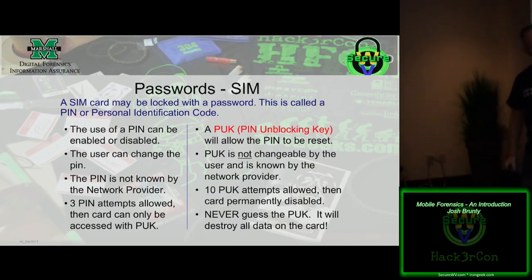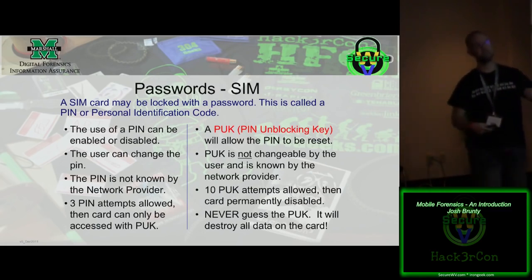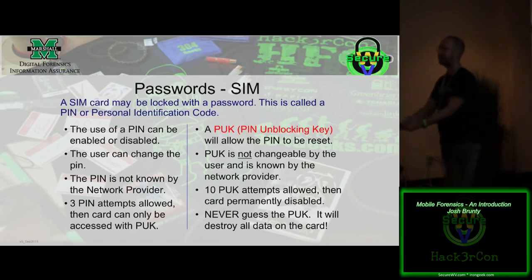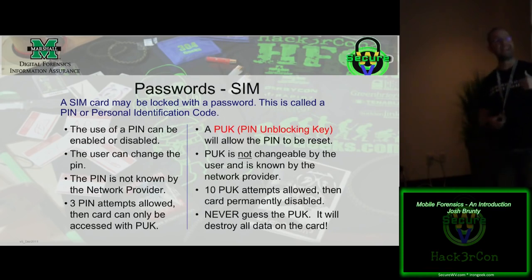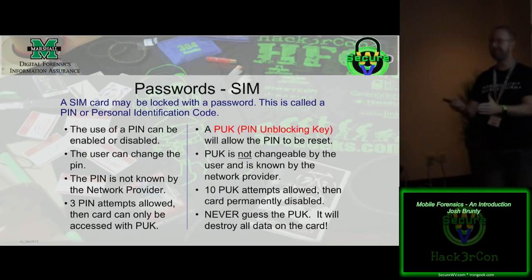After the third unsuccessful try, it will then require a PUK key. The PUK key is a pin unblocking key. So the pin unblocking key is a number that you get from the provider that will allow you back into that card again. So the PUK is not changeable by the user and is known by the network provider. The problem is, after 10 PUK attempts, the card becomes permanently disabled. So the crypto chip essentially just fries the card after the 10th PUK attempt, and then your SIM card's hosed.